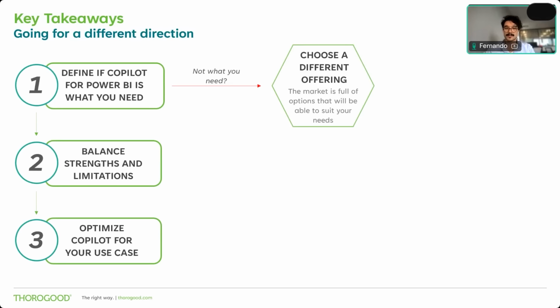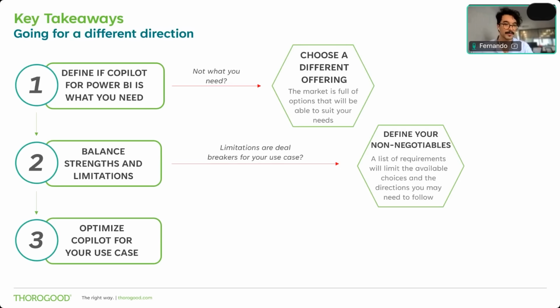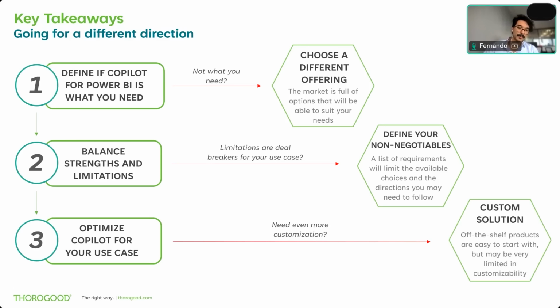And what if, when you're balancing strengths and limitations, the limitations are deal breakers for your use case? Well, you have to very clearly define your non-negotiables. Having a list will probably limit the available choices that you have and help you choose among so many options. And when you're optimizing Copilot for your use case, you may find that you need more customization. And that's where you probably need to go for a custom solution. It probably follows something more along the lines of the bespoke categorization that Alaistair was talking about.